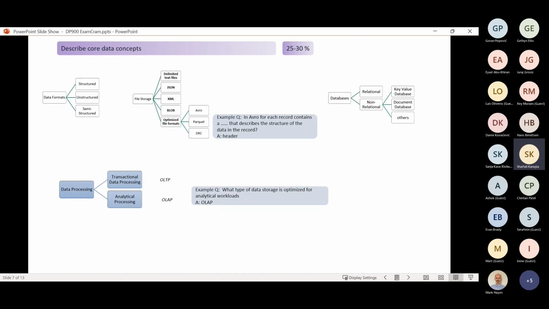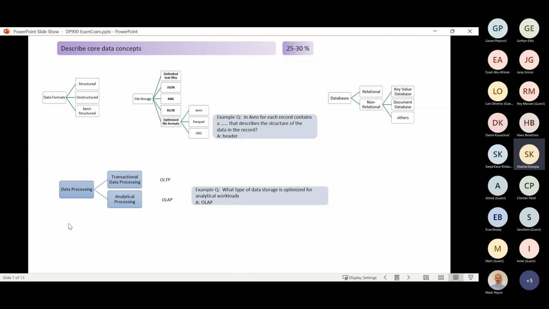So unless you know what Avro is, you can't answer this. You need to know what file storages are available, what subtypes of file storages there are, and what the formats are, and only then would you be able to answer that. So you cannot skip the basics of data here, or maybe you think, okay, I'll just skip to the available Azure services. You cannot do that. So that's one example.